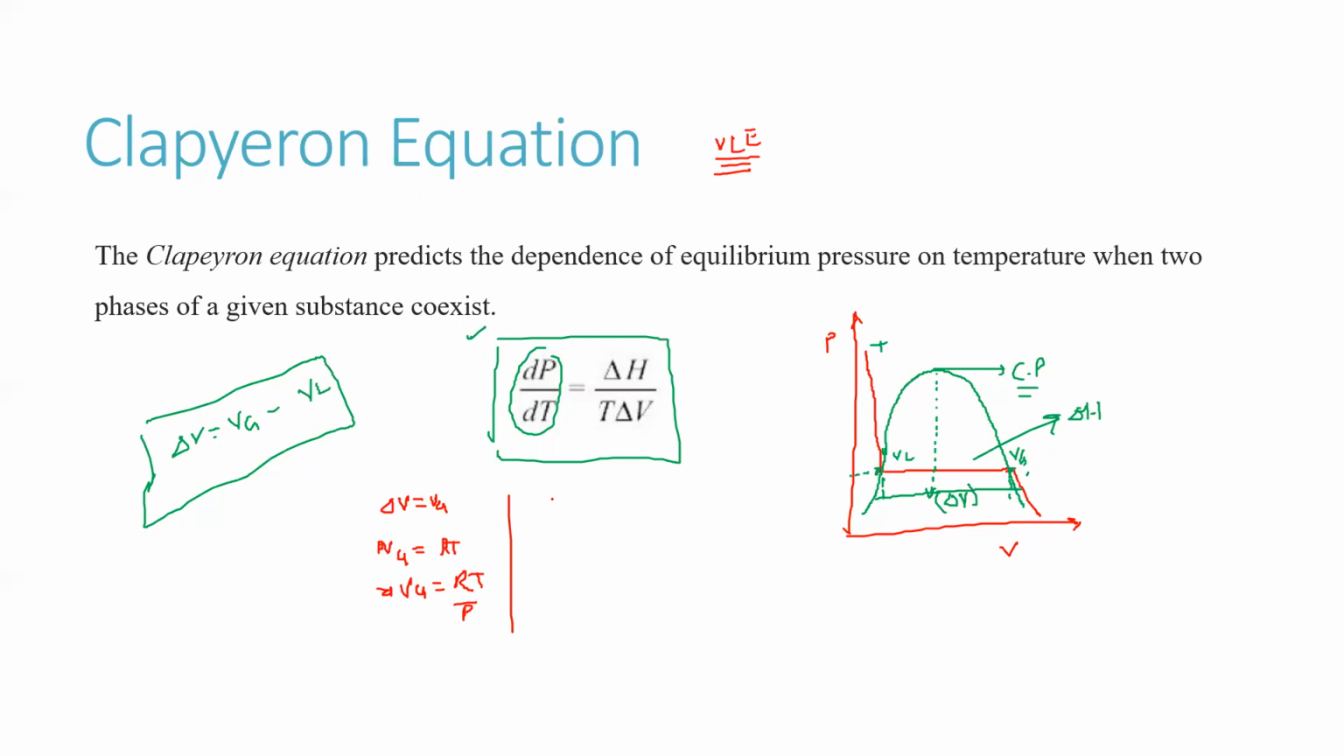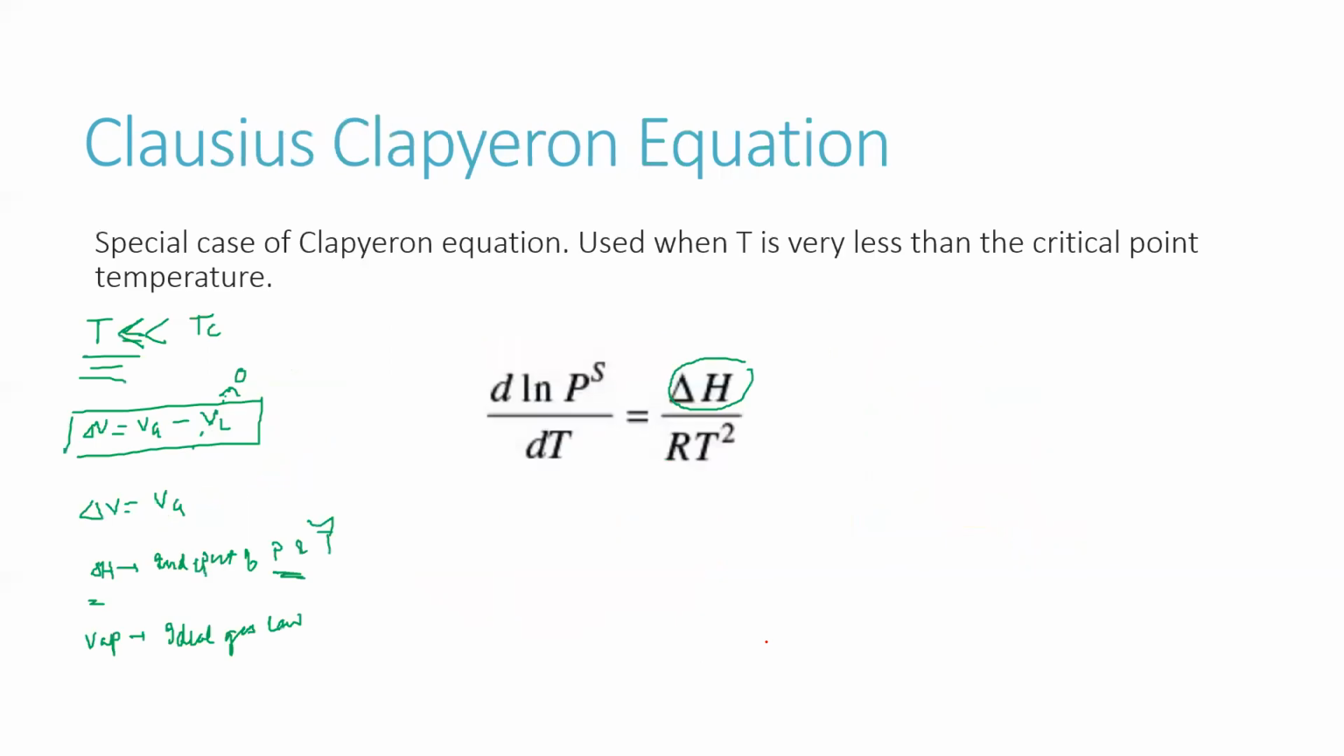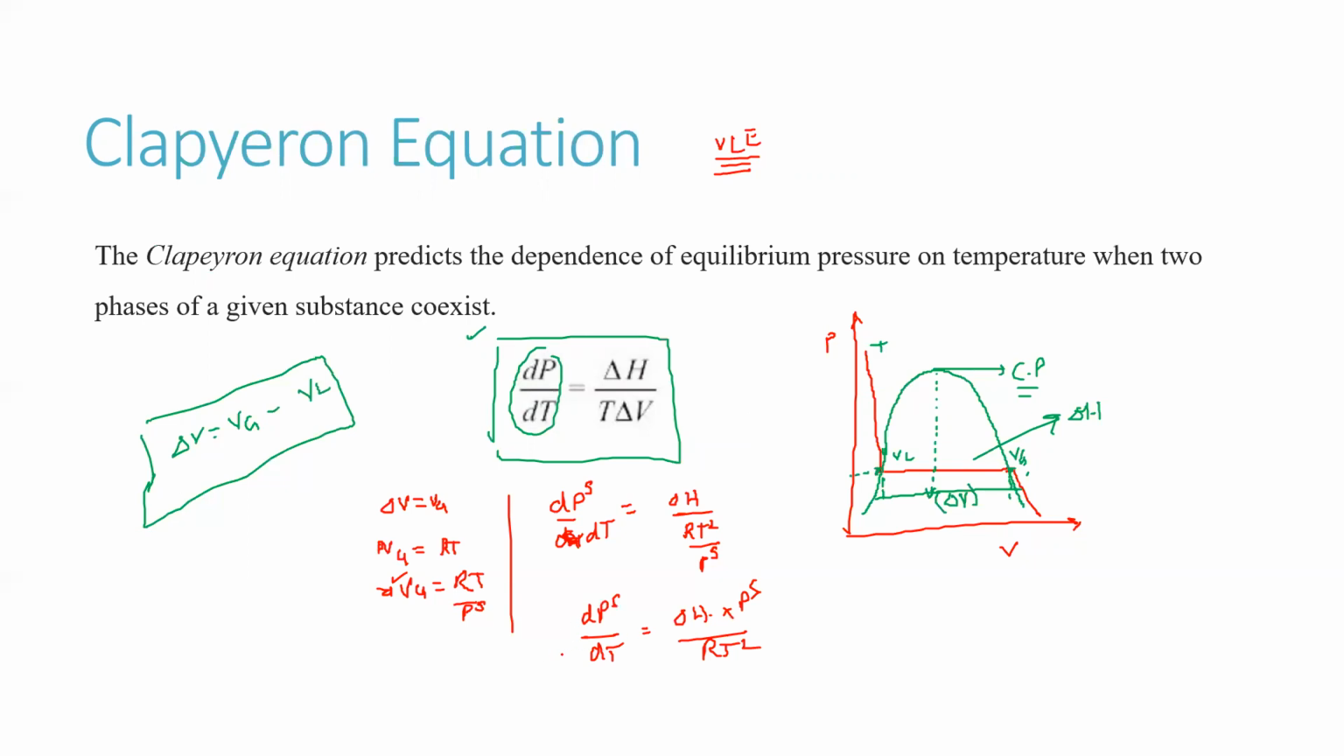All right. So over here, we'll get dP by dT is equal to delta H by RT square by P. And this P is nothing but P saturation, because Vg is actually the volume of saturated vapor. So it's going to be P saturation. So in that case, we get dP saturation upon dT is equal to delta H times P saturation upon RT square. So that is what we have. Delta H times P saturation upon RT square is equal to dPs by dT. All right.